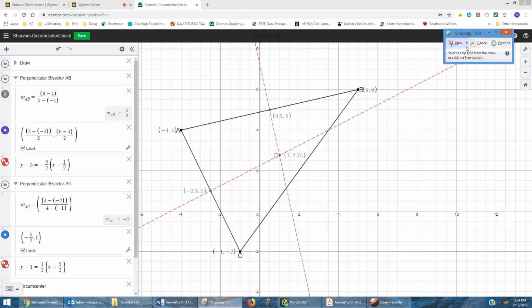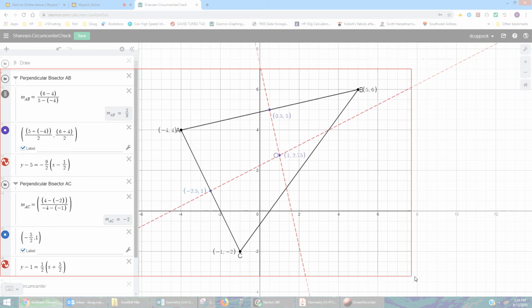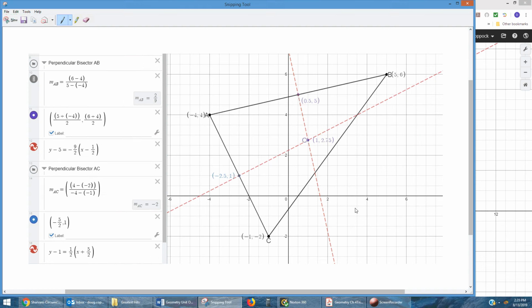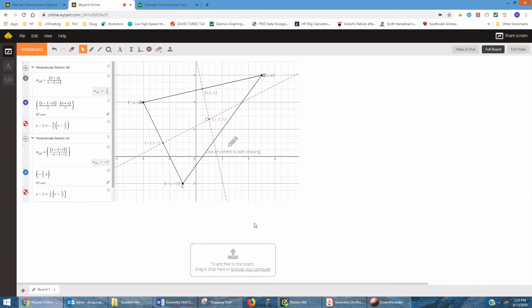So here we go. New rectangular snip. Notice that the perpendicular bisectors are showing to intersect at (1, 2.75). I go into the online demo room.